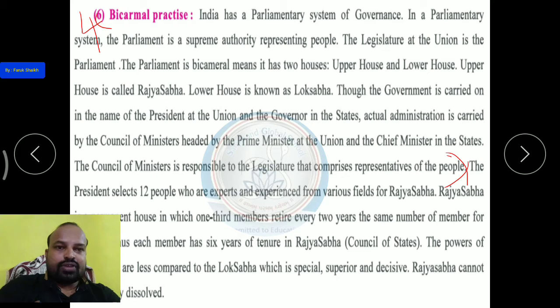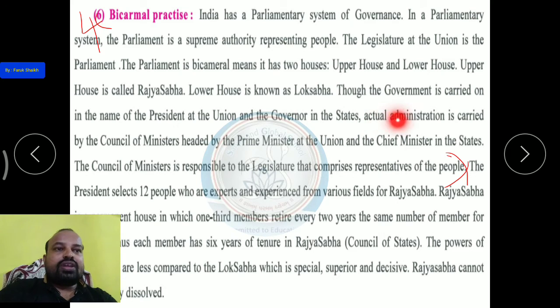You can memorize it with L: Lower for Lok Sabha, L. Otherwise you will easily know that upper means the Rajya Sabha. Got it? The government is carried on in the name of the president at the union and the governor in the state. For the country, the one in whose name all the work is done is the president, and in the state, the one in whose name all the work is done is the governor.